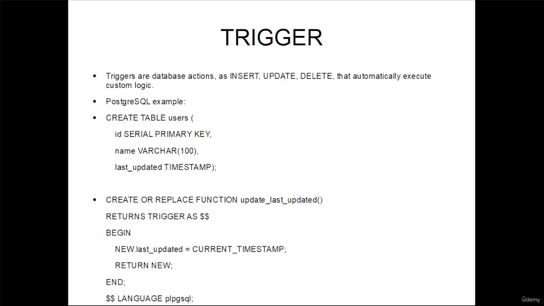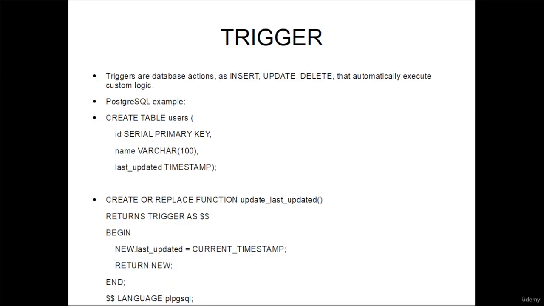CREATE OR REPLACE FUNCTION update_last_updated() RETURNS TRIGGER AS $$ BEGIN NEW.last_updated = CURRENT_TIMESTAMP; RETURN NEW; END; $$ LANGUAGE plpgsql.